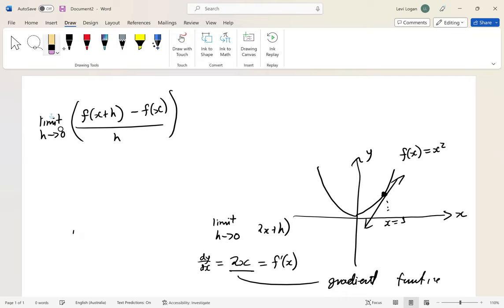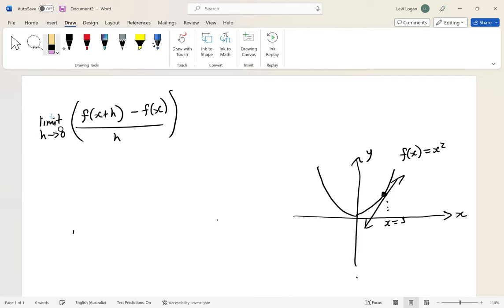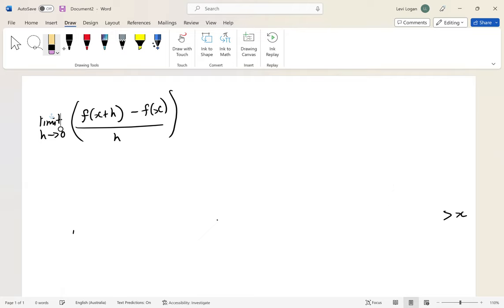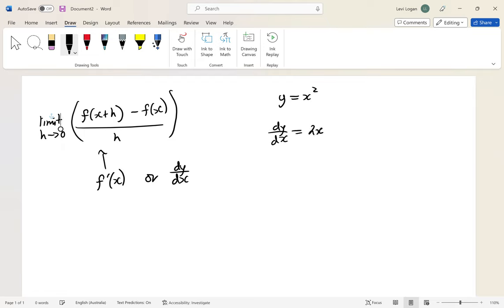So we've shown where this first principles comes from. It gives the instantaneous gradient of any function. But what does this gradient function actually mean? So when you apply this law, it gives you f dash of x, or you may see it as dy dx. Okay? So y equals x squared, and we discovered that dy dx is equal to 2x. What does this function actually mean? What does this tell us?